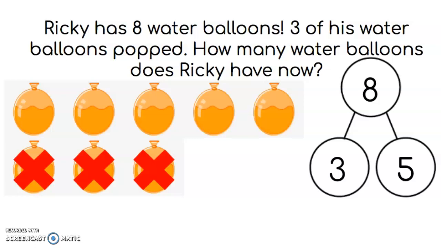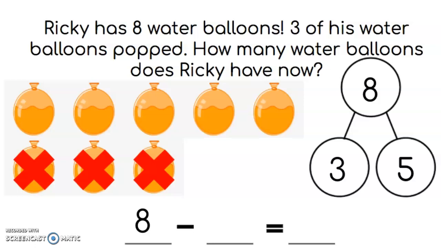Now, we're going to take that number bond, we're going to put it into an equation. All right, same thing with our equation. We're going to start our equation right here. Here's what we're going to start with. We're going to start it with our whole. When you subtract, you always start with the biggest number. Your biggest number is the number of water balloons that Ricky started with. How many water balloons did he start with? 8. Yeah, he started with 8 water balloons.